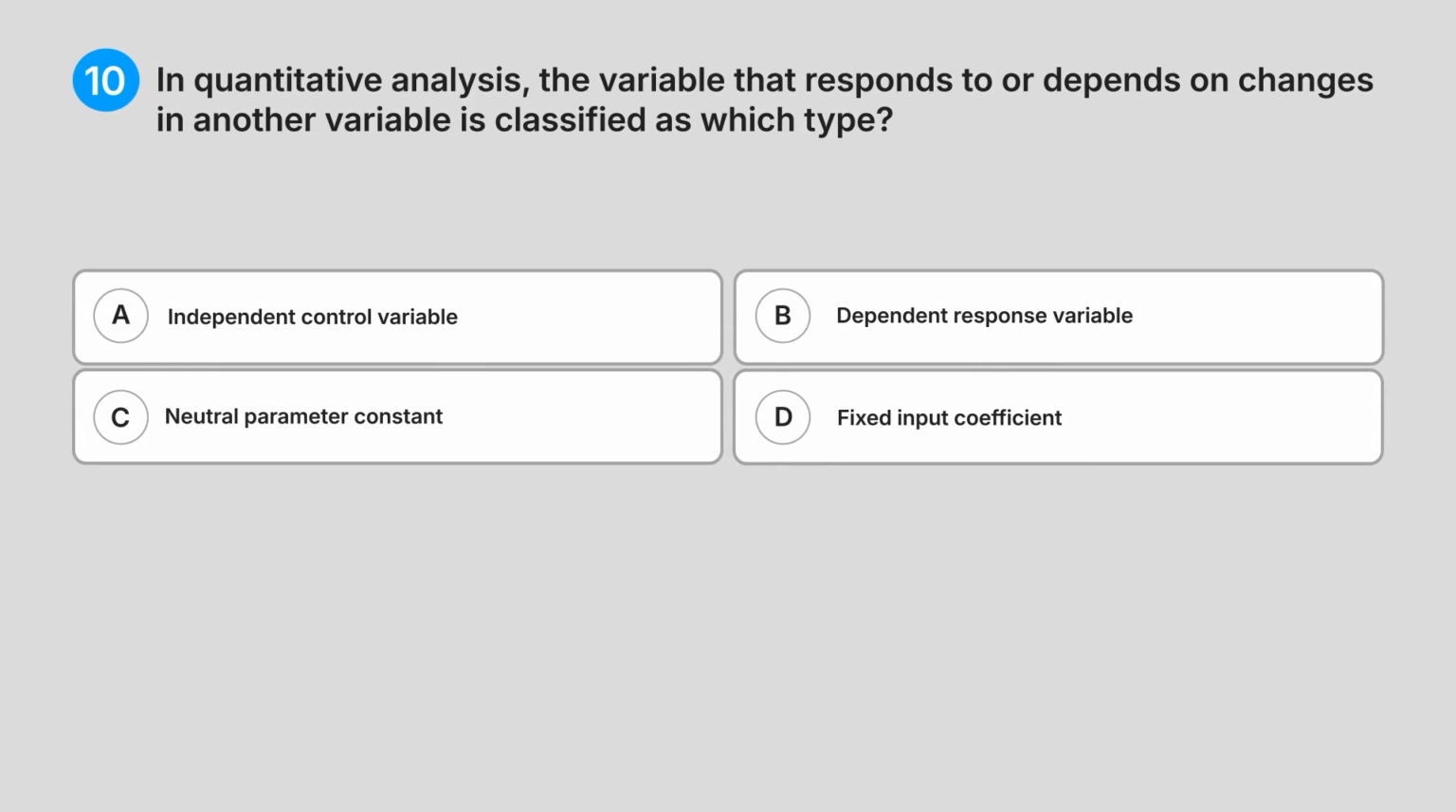10. In quantitative analysis, the variable that responds to or depends on changes in another variable is classified as which type? A. Independent control variable. B. Dependent response variable. C. Neutral parameter constant. D. Fixed input coefficient.